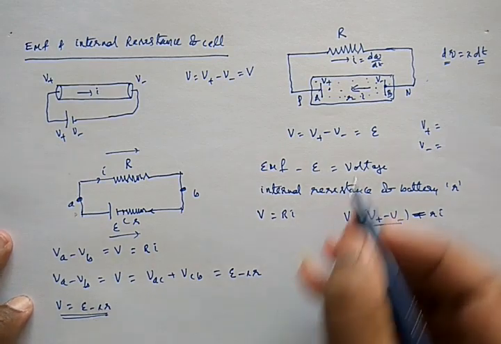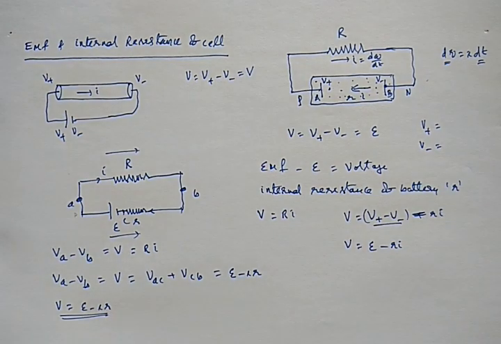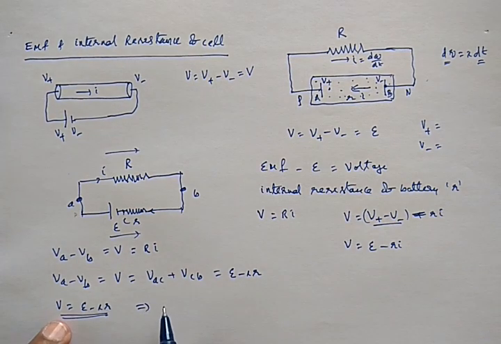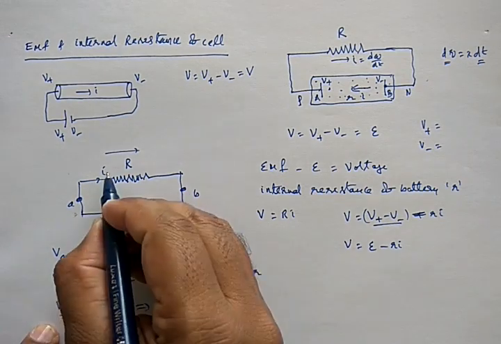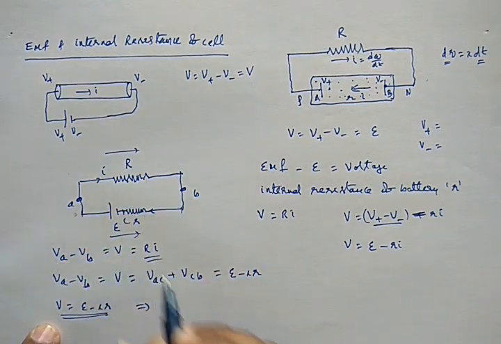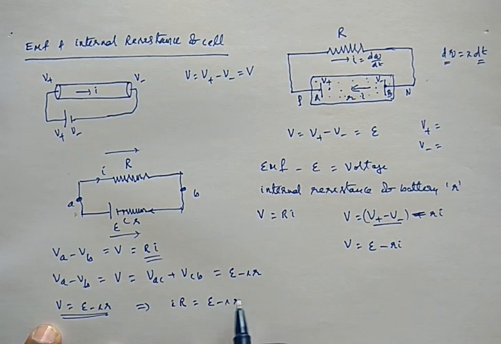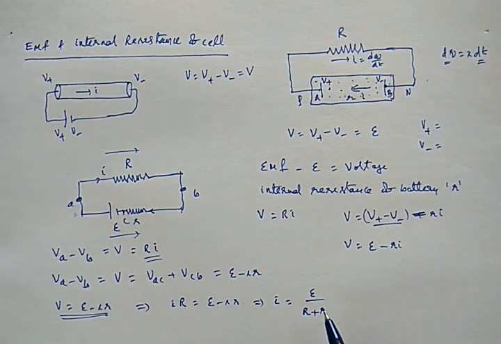This is the voltage across the battery when the circuit is closed. So what is V? V is the voltage across A and B, and that you can also write as IR from here. Then IR equals E minus Ir. That implies if you take I common, then I can be E by R plus r. This is the current in the circuit.